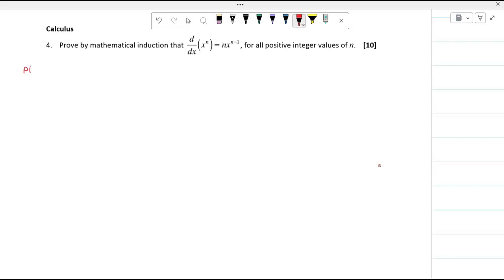So P(1). The derivative d by dx of x raised to 1 is my left hand side. What is the derivative of x with respect to x? That's dx upon dx, which is 1. That doesn't require any calculus, but dx by dx is 1. For the right hand side, you replace n by 1: 1 times x raised to 1 minus 1, which is 1 times x raised to 0, which is 1. Therefore, left hand side is equal to right hand side. Therefore, P(1) is true.